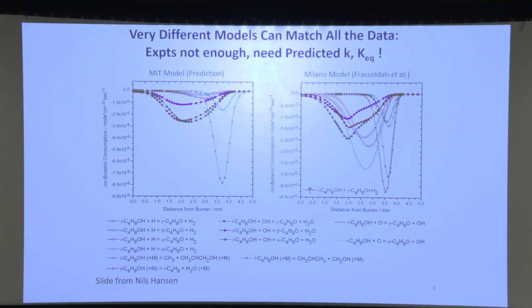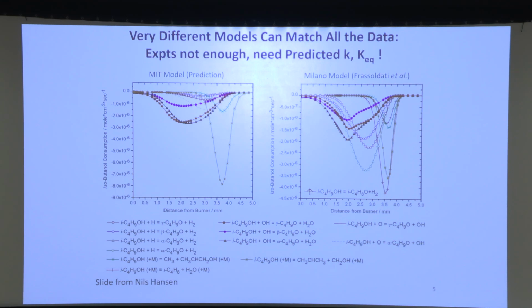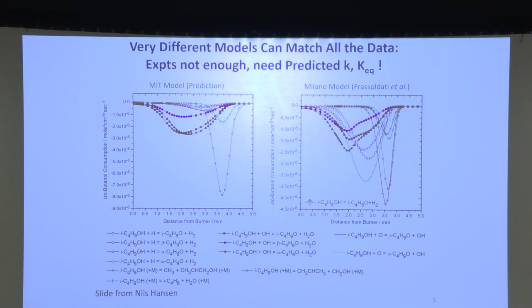Now, in favor of the MIT one, ours was a prediction. We made this model before the data was available, and it matched the data. These other two were made after the data was available, and so they knew what their target was. So that's an aspect of it.